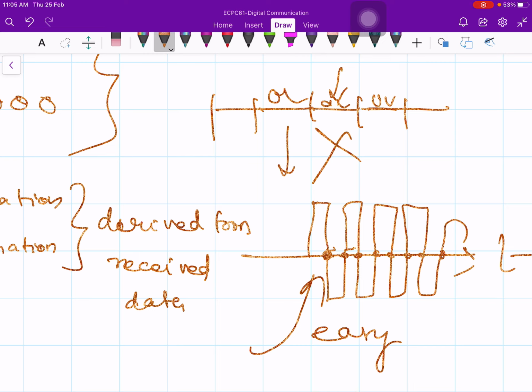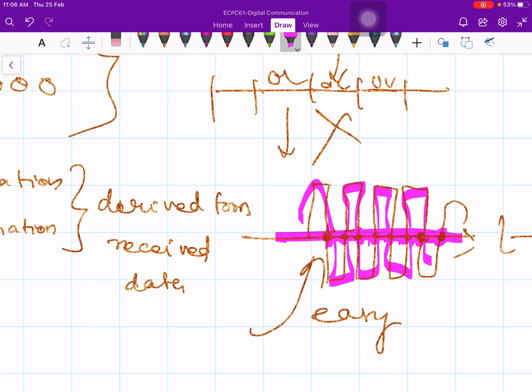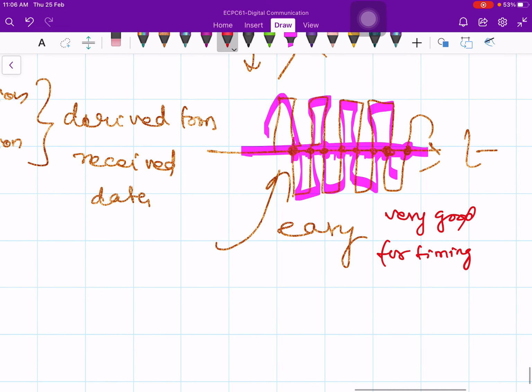Or bit transitions. The more the number of bit transitions or zero crossings you have, the more regular the bit transitions. See, it is crossing regularly in this time axis, and better it is for the timing recovery circuit. When you have a waveform like this, it is very good for your timing recovery circuits.